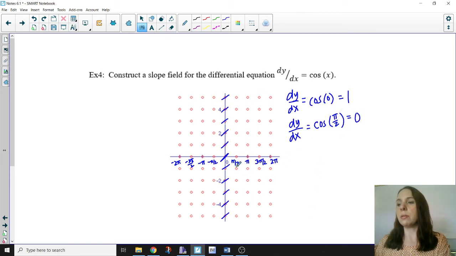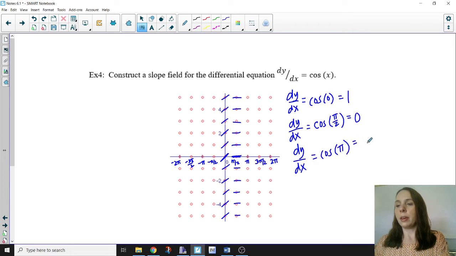Cosine of pi over 2 is 0. So at this pi over 2, I draw a little tangent line that has a slope of 0, horizontal, and at this one as well, because it's the same x coordinate, and at this one, and at this one, and so on. Okay, let's move over to the next column where we're looking at pi. Cosine of pi is -1. So now I'm going to do slopes that I could say have a slope of -1. They would be decreasing like this.